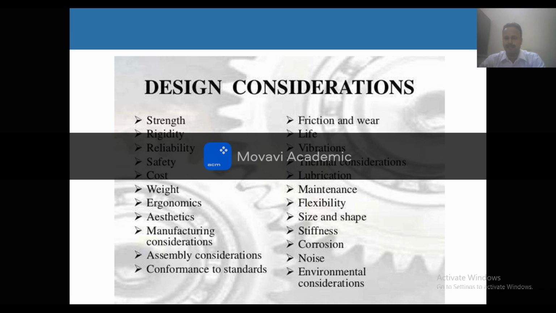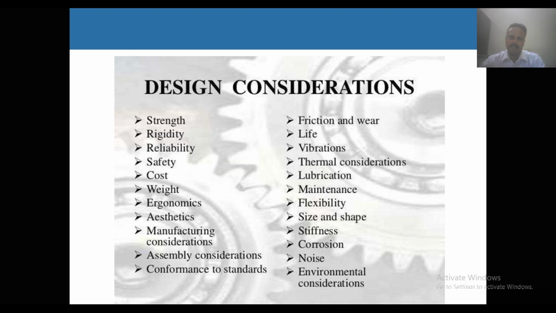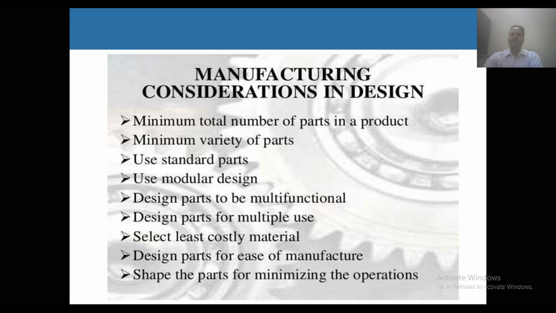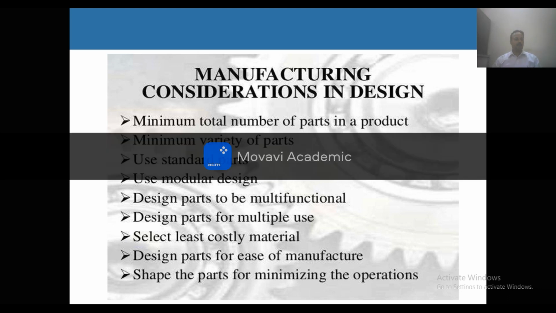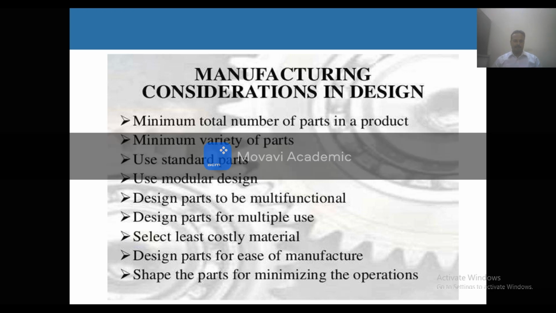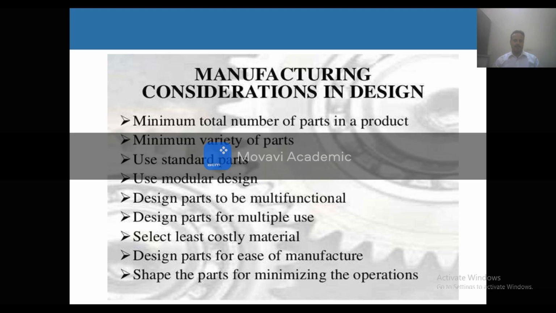Nowadays environmental considerations are also of prime importance because they need to be taken into account while we are designing a component. The manufacturing considerations in design: we should have a minimum number of parts in a product. There should be minimum variety. If we say minimum variety, we should use as many standard parts as possible. We should use standard parts, which give the customer a variety of choices.